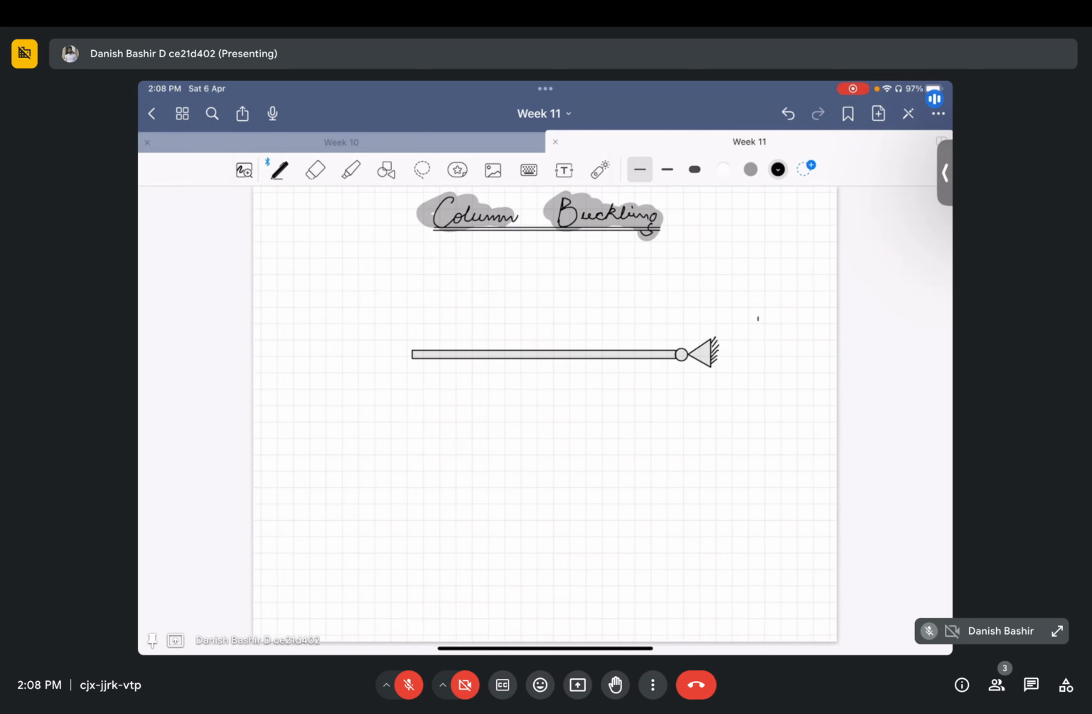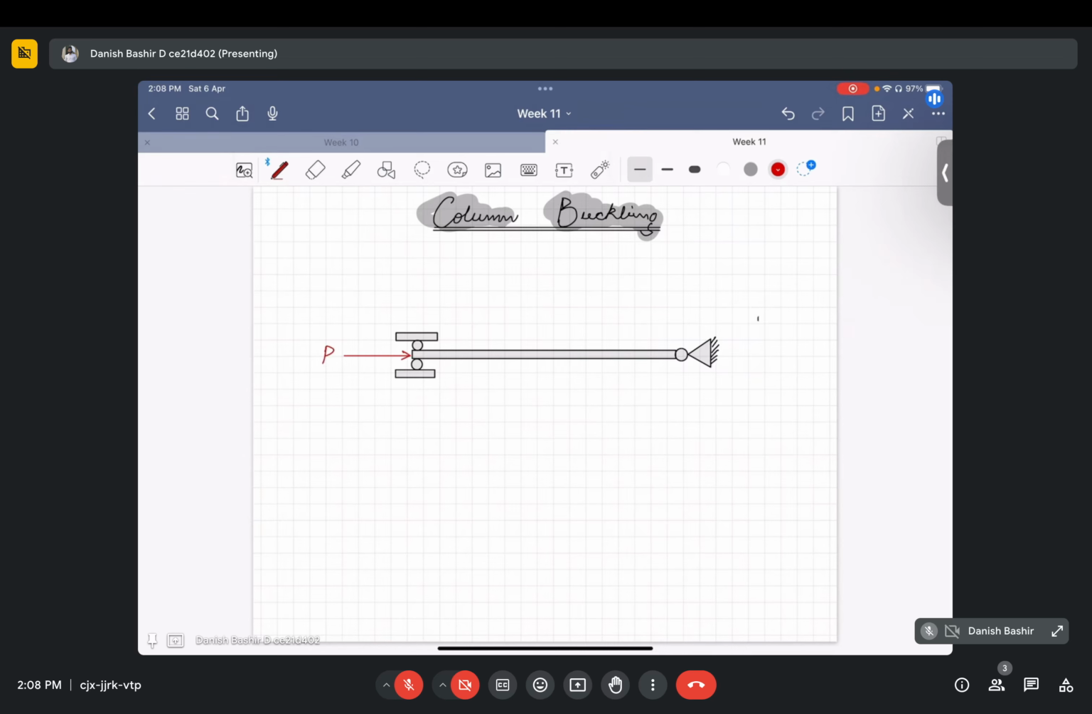This end it is simply supported, and this end also. These are the boundary conditions for our column. So an axial load P is acting on this column in this direction.